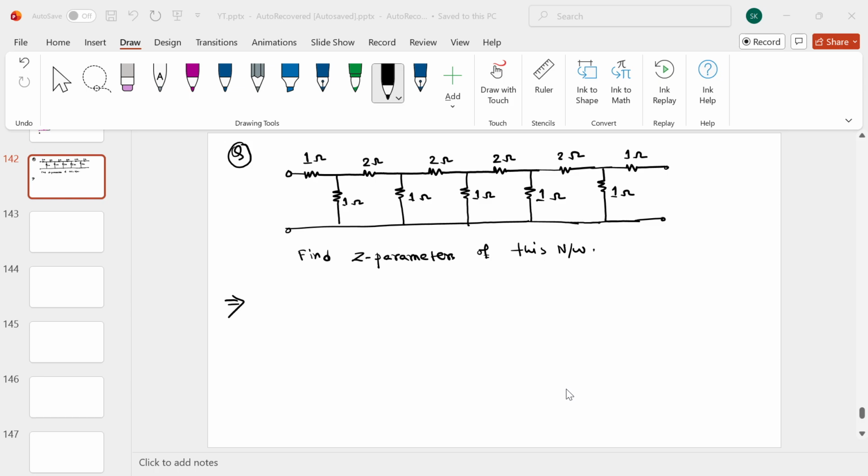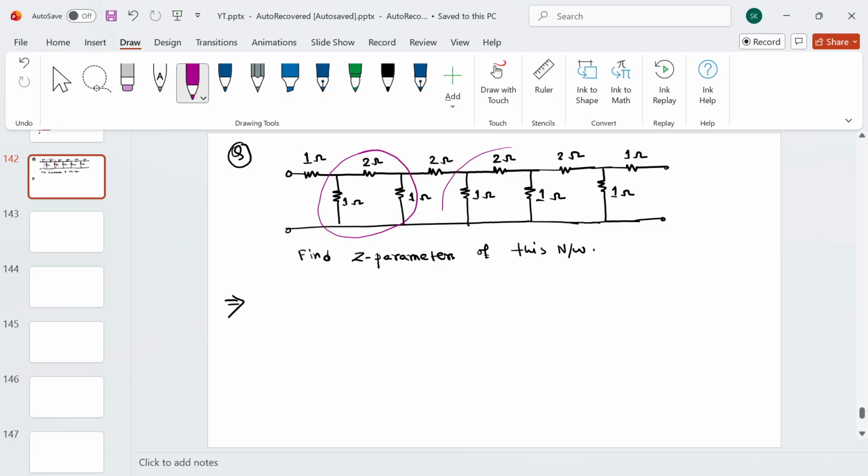Hello everyone. In this video, we are going to see a question that is based on two-port network. You are given a ladder network, and you have to find the Z parameter. One can either go with the star delta transformation, or there is another approach. If you solve it by the star delta approach, you have to solve this circuit in multiple steps, because here you have one delta.